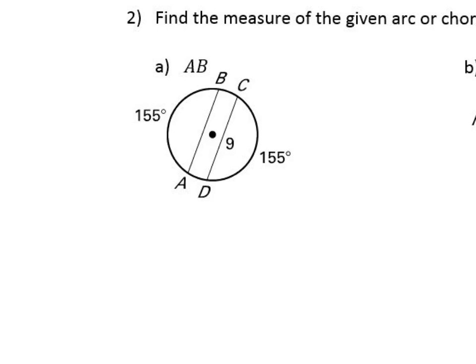For this next example, what they want to know is the length of AB. So if I look at what's given in my picture, I have 155 for arc AB, and I also have 155 for arc CD. Now, since these two arcs are congruent, 155 and 155, that tells me that these chords that open up to them must also be congruent. So obviously AB is going to equal 9.